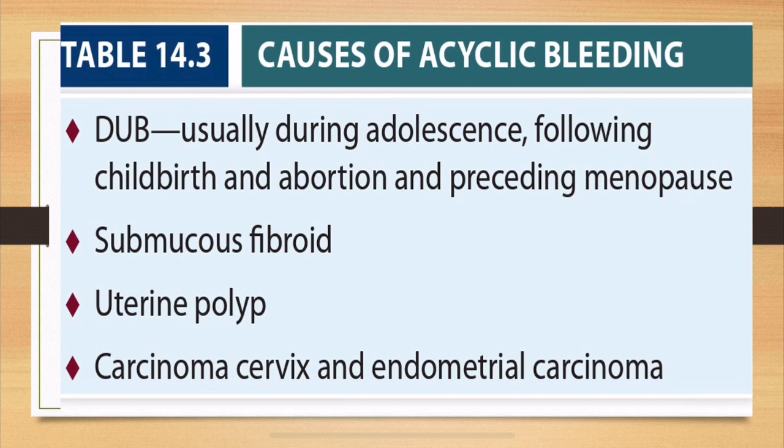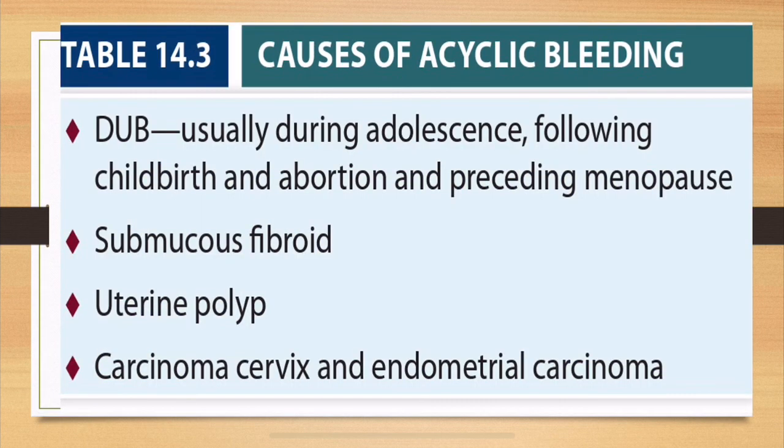Primary occurs without any organic, systemic or iatrogenic cause, whereas secondary DUB occurs if there is any abnormality or dysfunction of the HPO axis, that is the hypothalamo-pituitary ovarian axis. Now you see the submucous fibroid, the uterine polyps, carcinoma cervix and endometrial carcinoma can be a cause of acyclic bleeding. In acyclic bleeding, most probably the uterus is involved. Dysfunctional uterine bleeding, submucous fibroid, uterine polyp, carcinoma cervix and endometrial carcinoma could be the causes of acyclic bleeding.